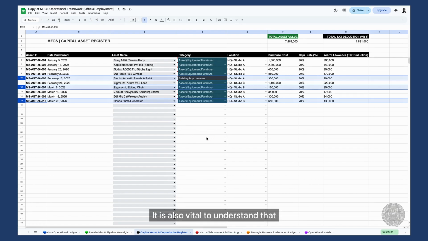It is also vital to understand that assets extend beyond lenses and drones. Observe the highlighted entries: acoustic panels and paint for studio infrastructure, an ergonomic workstation chair, and a heavy-duty generator. Any permanent fixture acquired to stabilize or expand operations is a capital asset. Track it meticulously and leverage it for your firm's structural advantage.